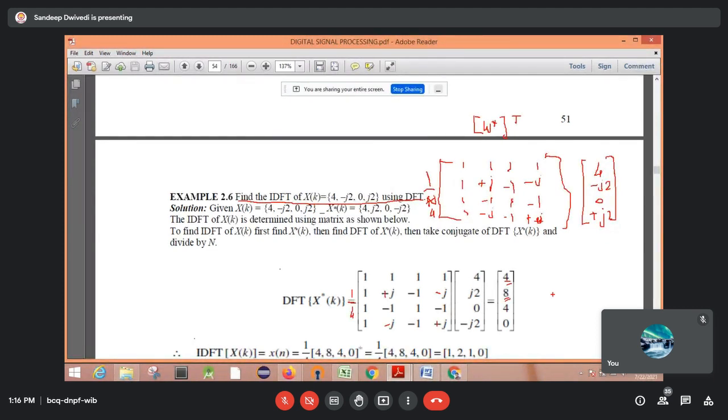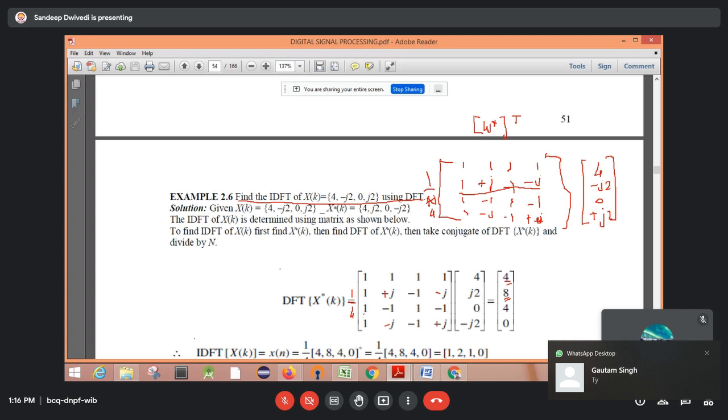It is correct. Multiplication of this row with this column. So 1 into 4 will be 4. Then j into minus 2j, so this will be j square, that is also minus, and this minus, so that will be plus, and here you will get 2. Then minus 1 into 0, so this will be 0. Then minus j and this one, so that will be j square, j square is minus 1, and this minus, so that will be plus, and this is 2. So this will be 4 plus 2 plus 2, 8. Are you getting this?